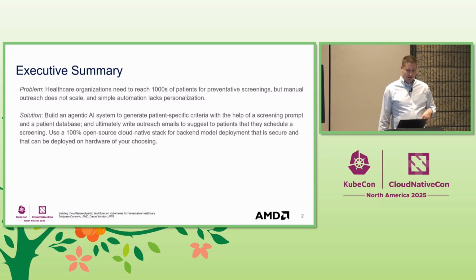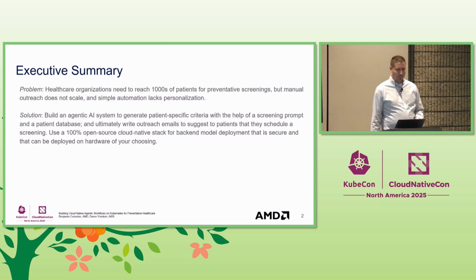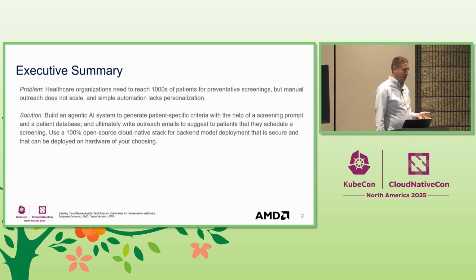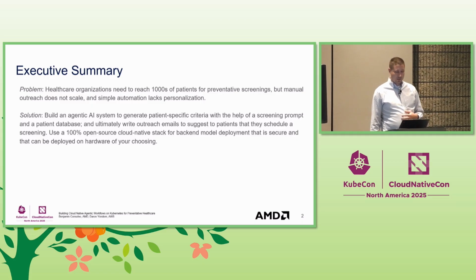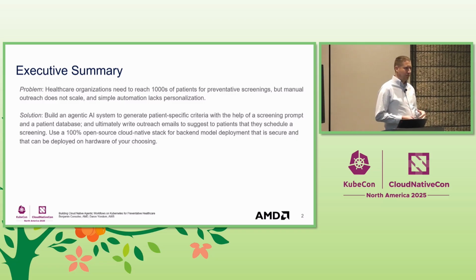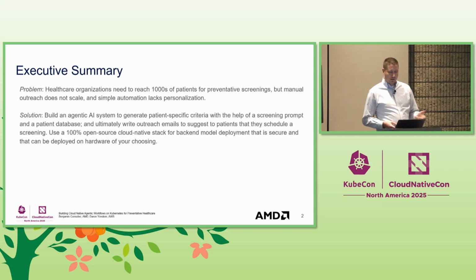So healthcare organizations need to reach thousands of patients for preventative screenings, but manual outreach often doesn't scale, and automation sometimes lacks personalization. The solution that I built is an agentic AI system to generate patient-specific criteria with the help of a screening prompt, so typing in a prompt and then looking at a patient database, and ultimately to write these outreach emails to suggest to patients that they schedule a screening.